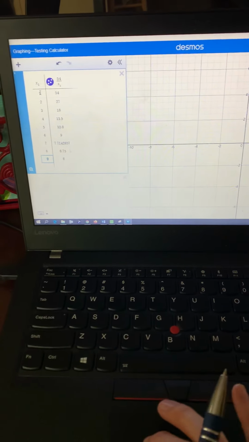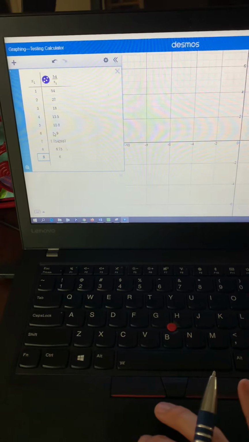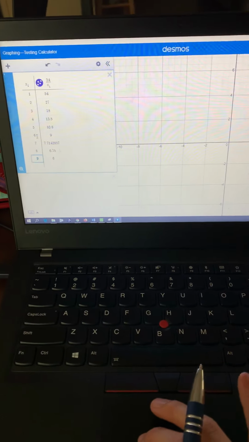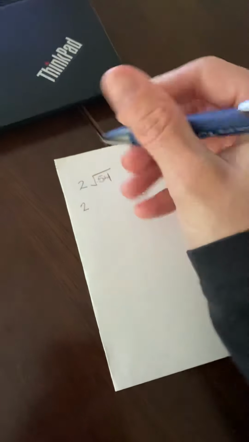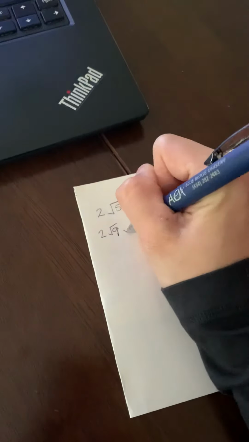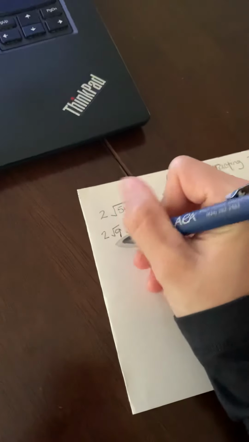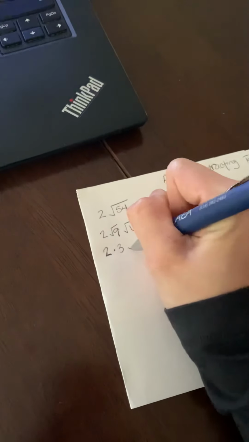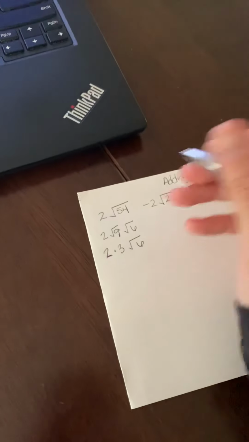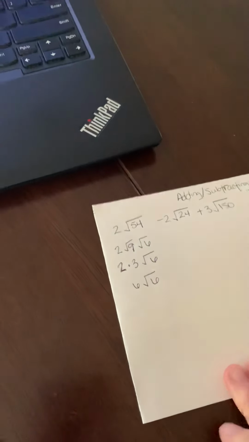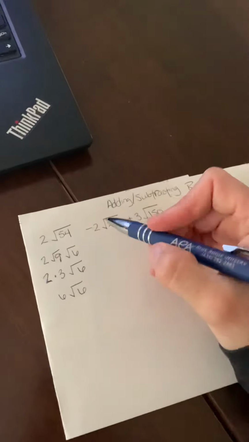And at 6 and 9, I repeat, so I'm done. So 9 is the biggest perfect square, 6 being its partner factor. So I will rewrite this as 2 square root of 9 square root of 6. The square root of 9 is 3, so that gives me 2 times 3 square root of 6. 2 times 3 is 6, so I have 6 square root of 6. Now I need to move to the next term.